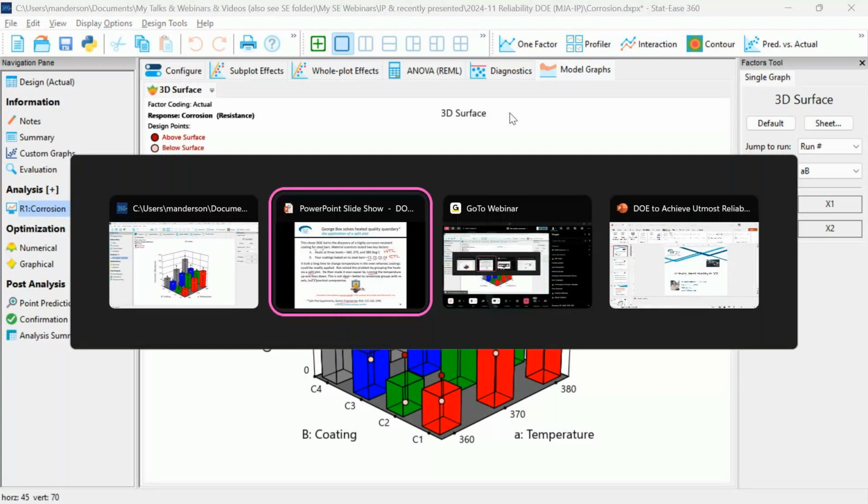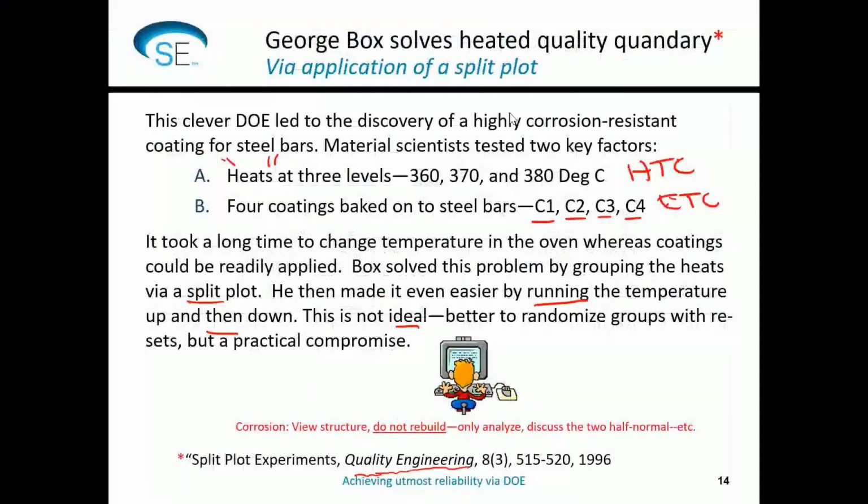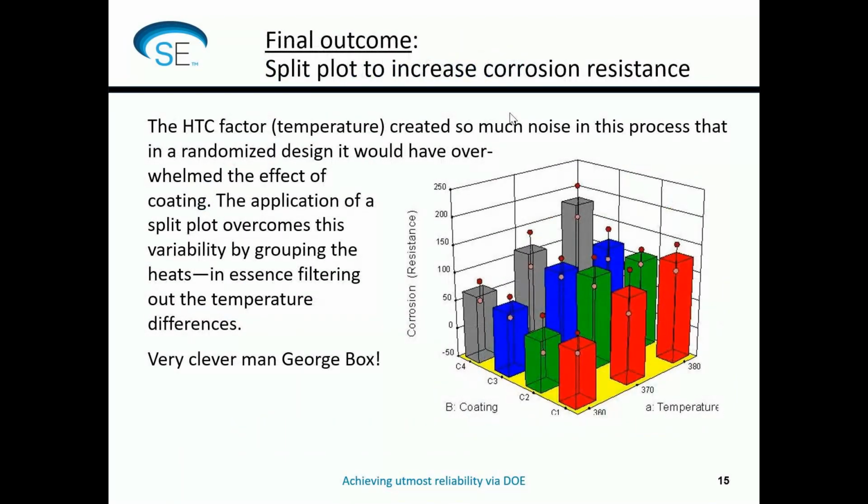All right, so that's another example of a response that's reliability. In this case, relating reliability to being corrosion resistant. Certainly, I think that's fair to say that we now have a more reliable process to coat and heat these metal bars so that they will last longer out in the field. And then I think the 3D plot is really informative in this case.